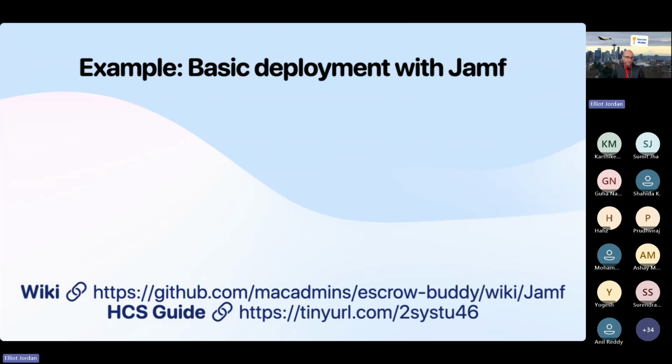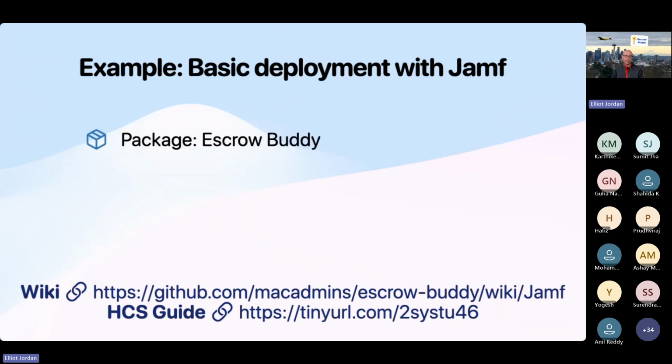So I'll give you a basic example here using Jamf as an example, because that's what I'm using myself. There is a wiki page for Jamf that's linked down there, as well as an HCS guide in PDF format. Either of those are great documentation to follow. But basically, it's this step. It's downloading the latest Escrow Buddy release from GitHub and then uploading that to Jamf for distribution.